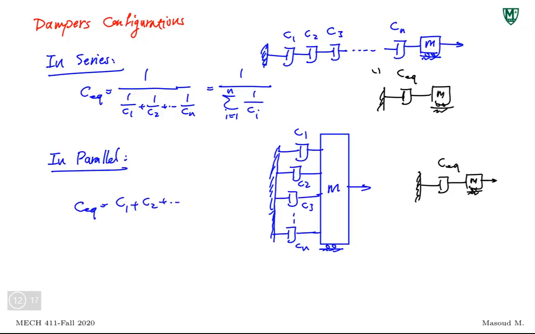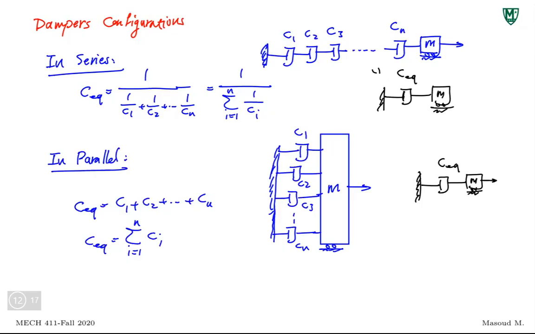C2, Cn, depending on how many you have. So C equivalent is the summation of Ci, i from 1 to n. So if you have a system with multiple dampers in different configurations, you just have to find a C equivalent. And I cannot emphasize this more.